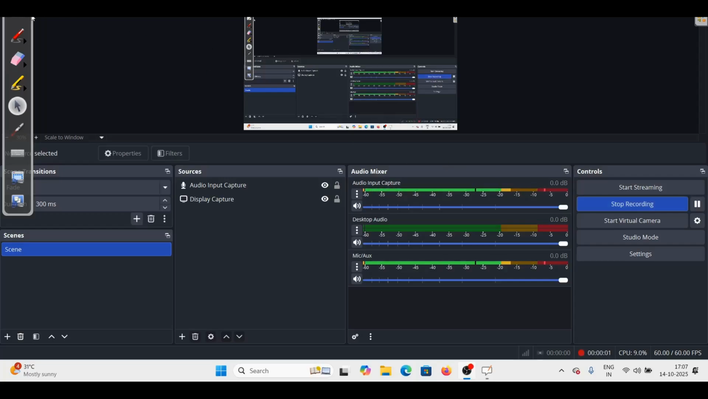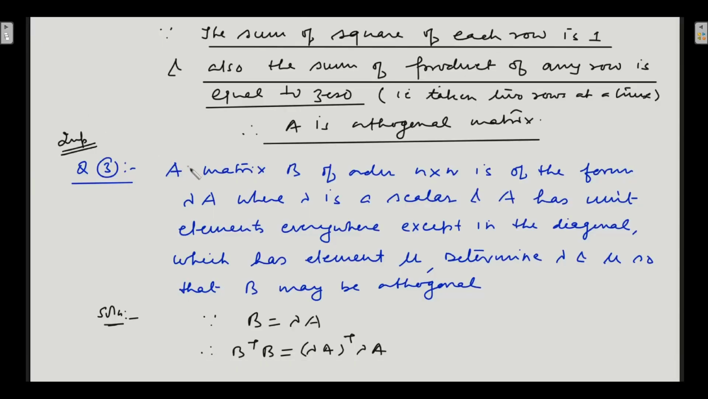Let us look at another method of solving the question of the previous lecture. The question which I had discussed in the previous lecture is like this. It says a matrix B, a matrix capital B of order n cross n is of the form lambda A, where lambda is a scalar and A has unit elements everywhere except in the diagonal, which has elements mu. Determine lambda and mu so that B may be orthogonal.